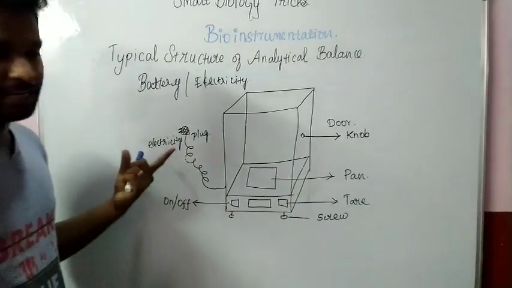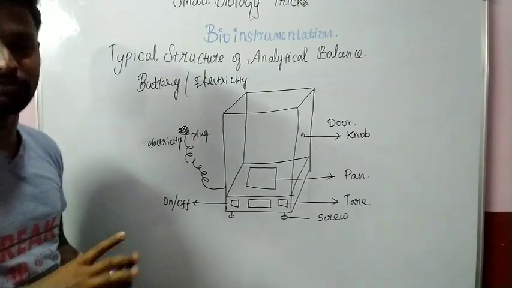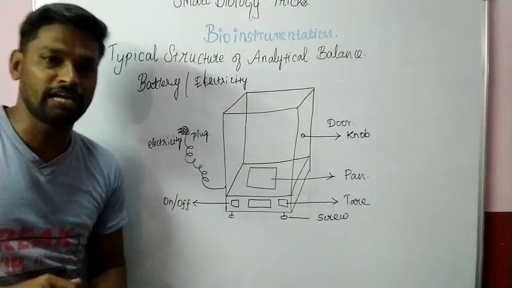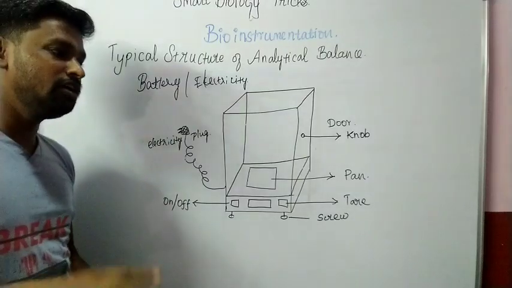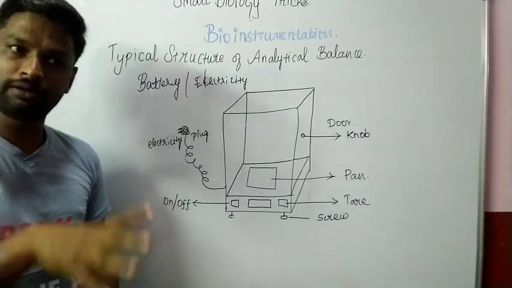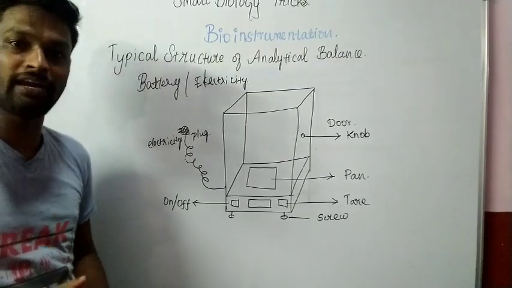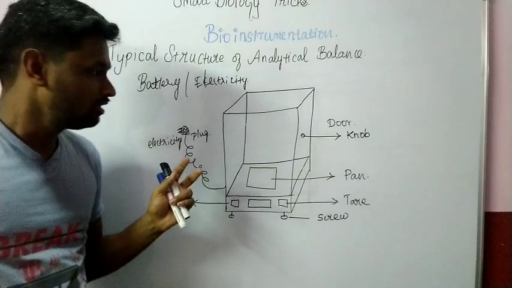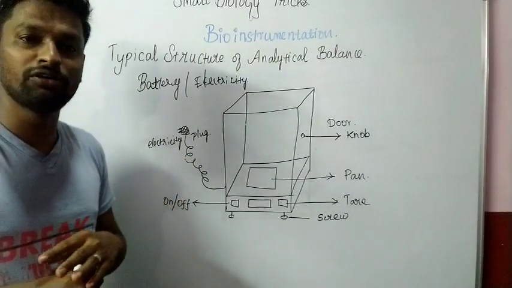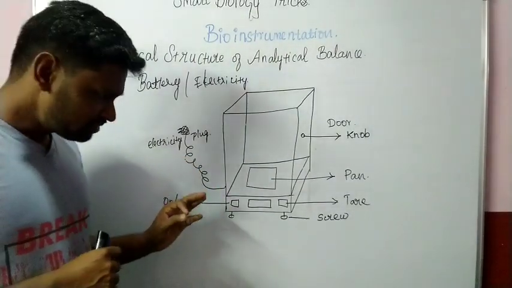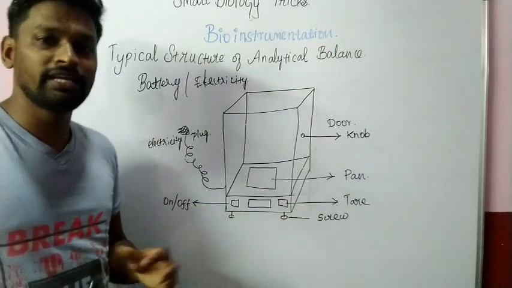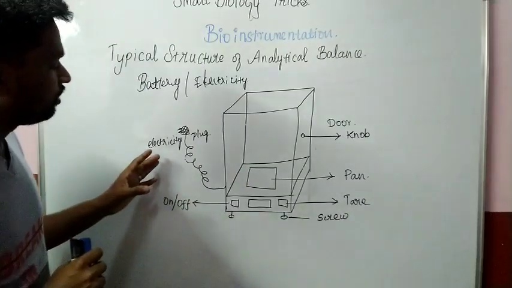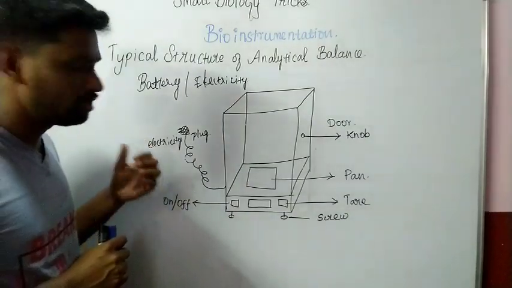This instrument cannot be worked manually, because some of the physical balances can be manually operated. If you see any kind of market, you can see physical balances which do not use any electricity or battery power. Those instruments are used by measuring the object with the help of iron bricks. But these instruments run on electricity or battery power.